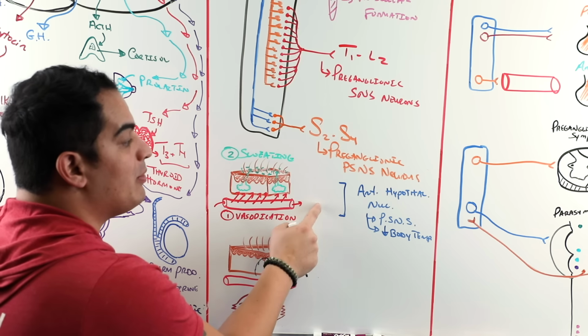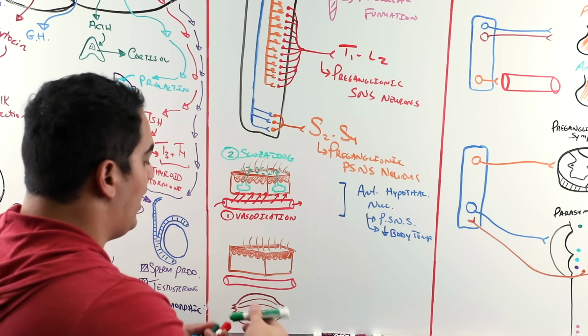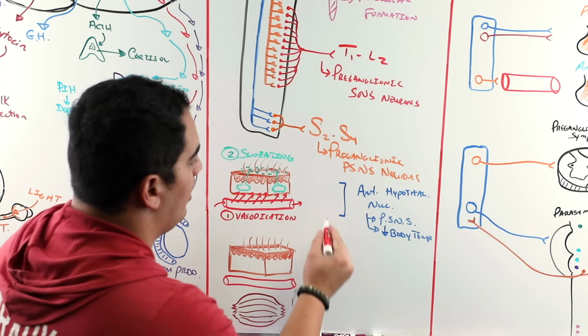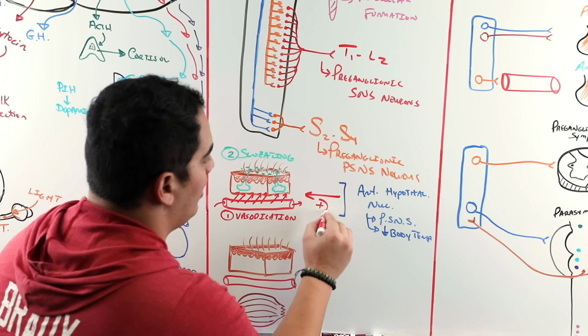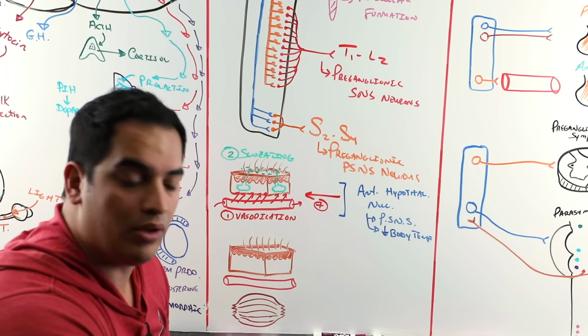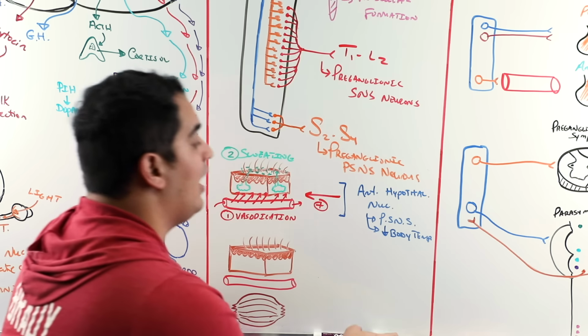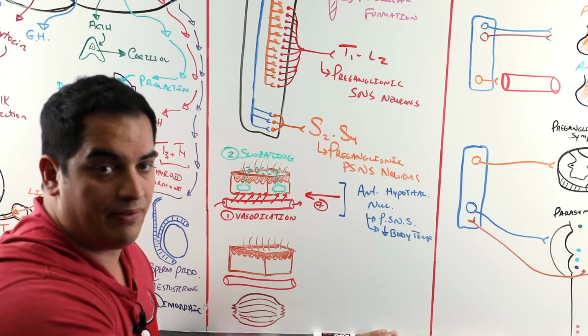And who is responsible for doing this, for sweating and cutaneous vasodilation? This is the responsibility of the anterior hypothalamic nucleus, which has parasympathetic function and decreasing your body temperature functions.